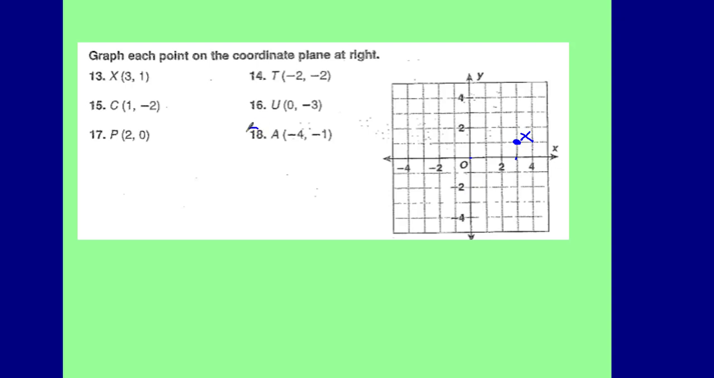Let's go ahead and do number 18, point A. I'm going to start at the origin. I'm going to walk to the left because it's -4. So I walk to -4, and then I'm going to ride the elevator down 1 floor, and this would be point A. Okay, you can complete the rest of the problems on your own.